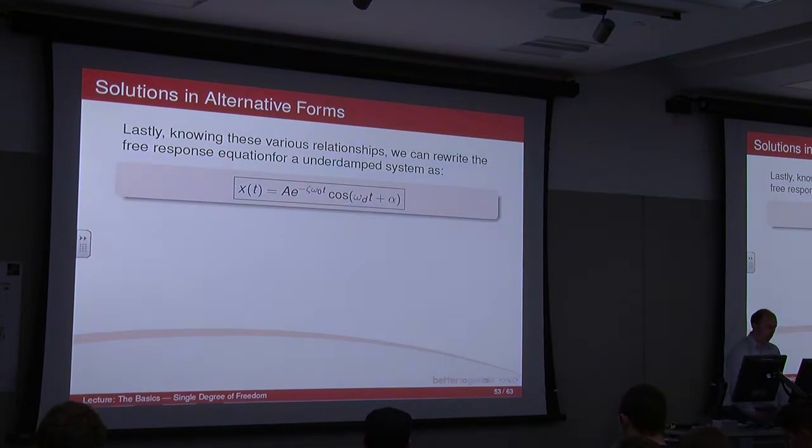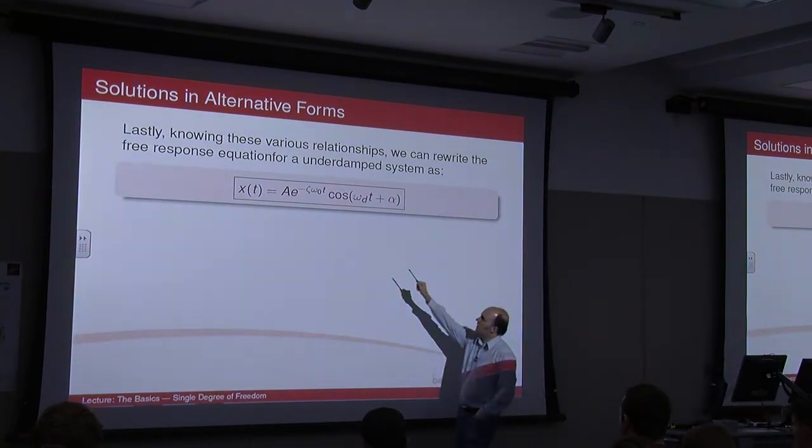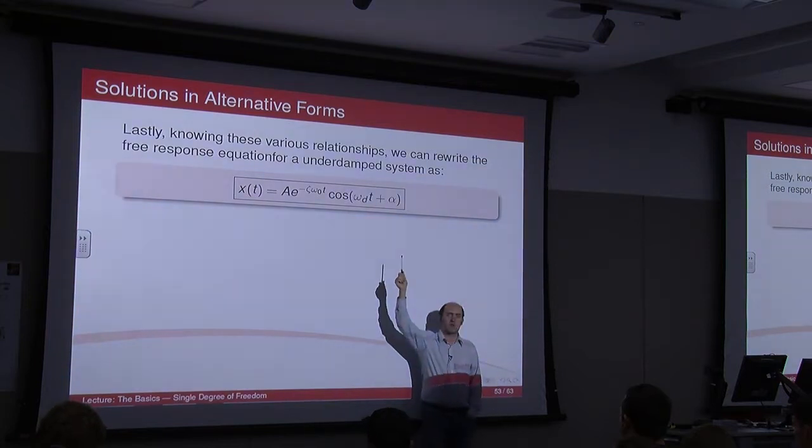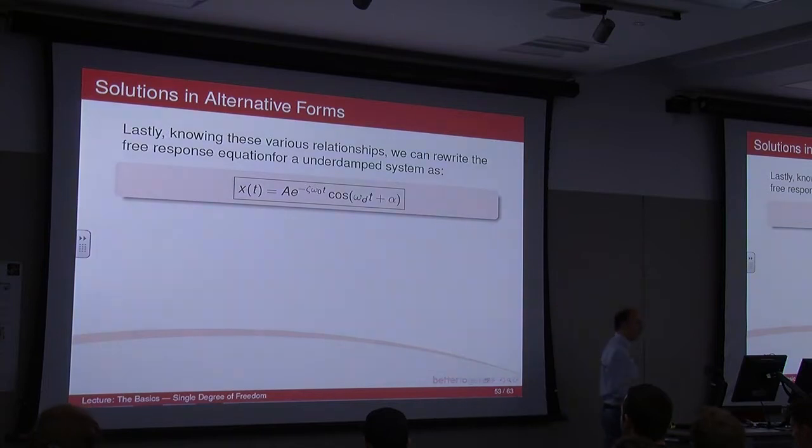Moving on, let's look at the solutions in alternative form. Knowing these various relationships, we can rewrite the free response equation for an underdamped system as this. And this is what you may have seen before, okay? So notice the only change we've made is we've replaced minus gamma upon 2 with minus zeta omega naught, because that's the relationship we came up with. And so that's the form of the equation you may have seen before, okay?